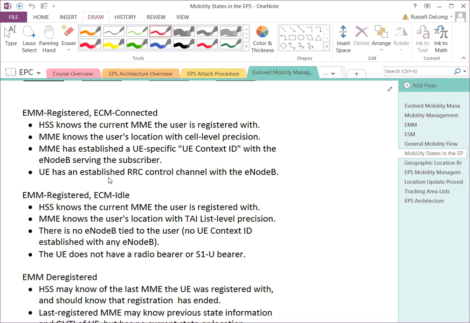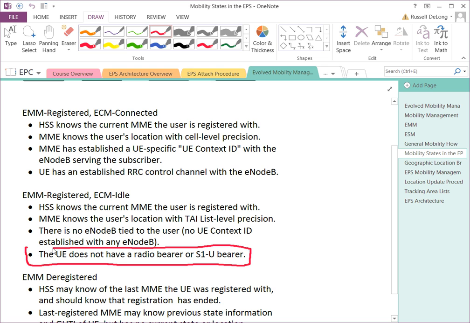There is no eNodeB tied to the user, as I said, and the UE has no radio bearer or S1 bearer. Notice a tie-in here. This is ESM, and it relates to the EPS bearer. One of the three legs of an EPS bearer is the S1-U bearer, and another is the radio bearer. So two of the three bearers or legs of an EPS bearer do not exist if the user is in an ECM idle state. This is a relation between the two.